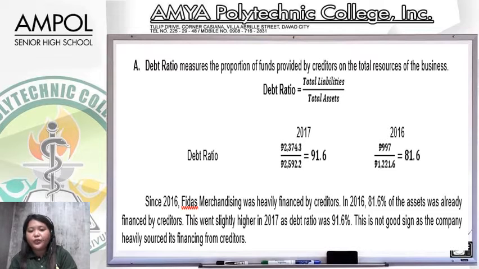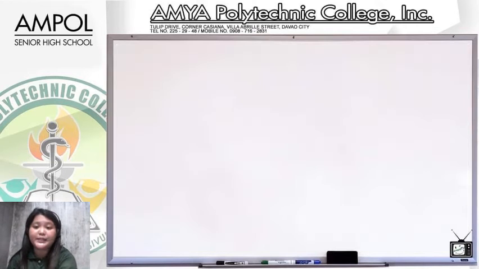And so since 2016, FEDAS, is it, that we had discussed last week? So the merchandising was heavily financed by creditors. So in 2016, 81.6% of the assets was already financed by the creditors. So this went slightly higher in 2017, as that ratio was 91.6%. So this is not a good sign as the company heavily sourced its financing from creditors.